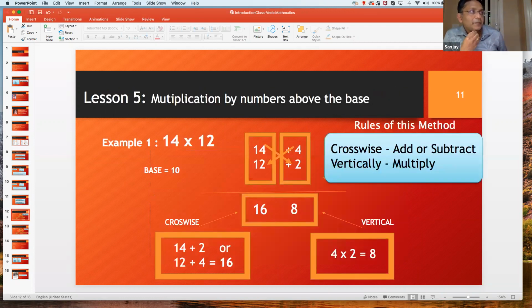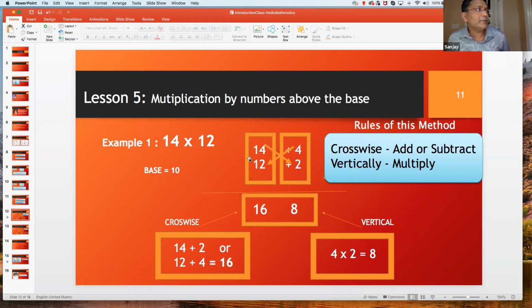Let's say you have a multiplication of 14 times 12. So you do a crosswise add or subtract, and vertically you multiply. So what we are doing here is on the right side, 4 times 2 will be 8. And then on the left side, it is 14 plus 2 or 12 plus 4. So you can do crosswise.